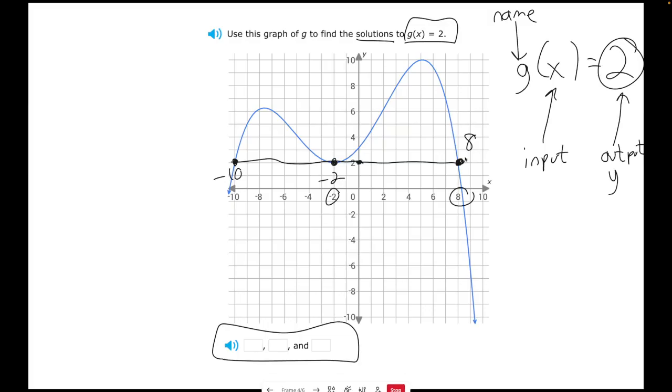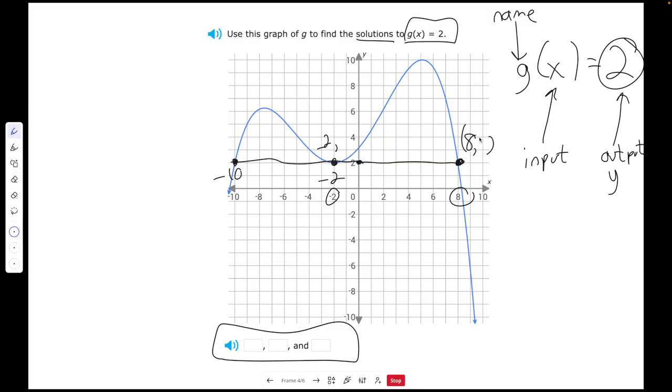Another way of thinking about this is if we were to put this in coordinates, this would be 8, 0. This would be -2, no, I'm sorry. This would be 8, 2. This would be -2, 2. This would be -10, 2. Right? And so these are all the places where we have a y value of 2. So 3 answers. -10, -2, +8.